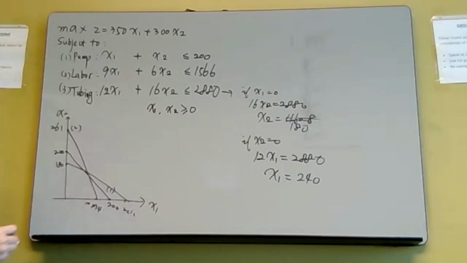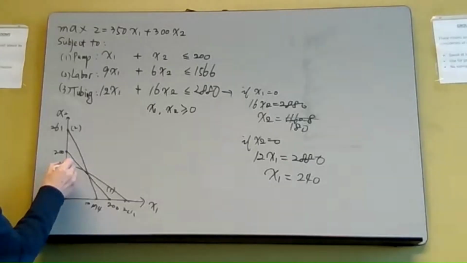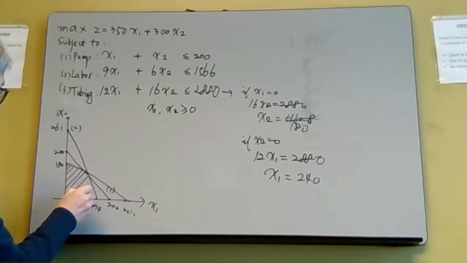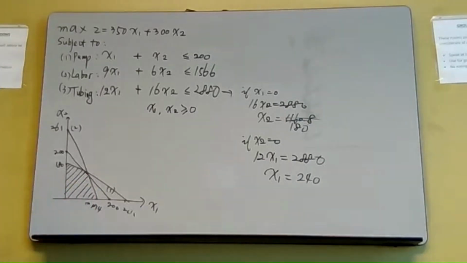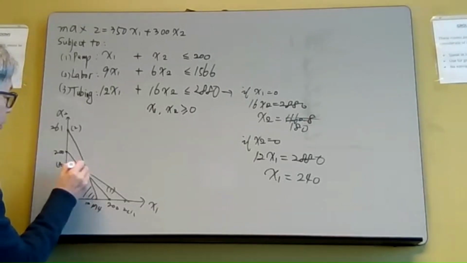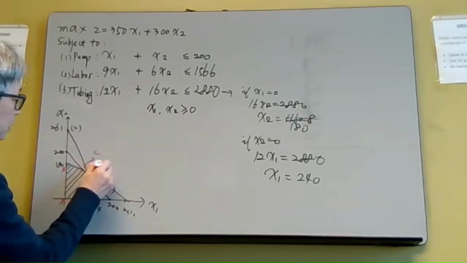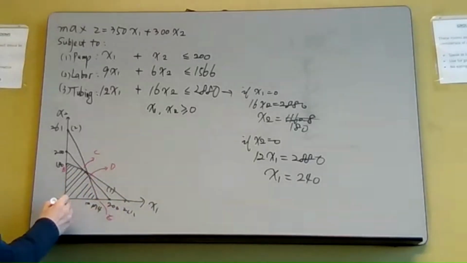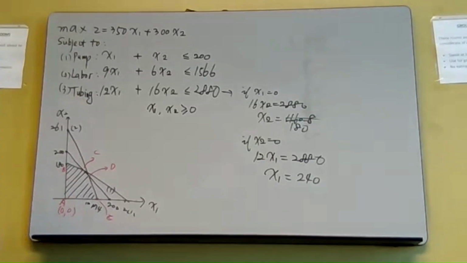Let's see. The overlapped area will be this. This is our feasible region. As you know, our solution is one of these corner points: A, B, C, D, and E. A is the origin, 0,0. We need to draw the profit line.